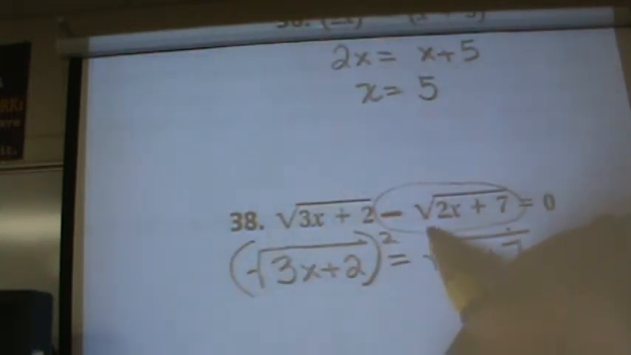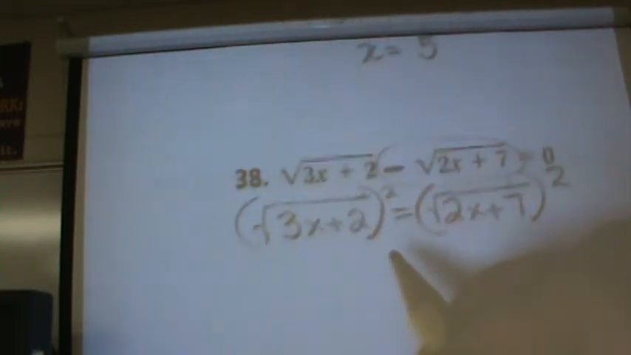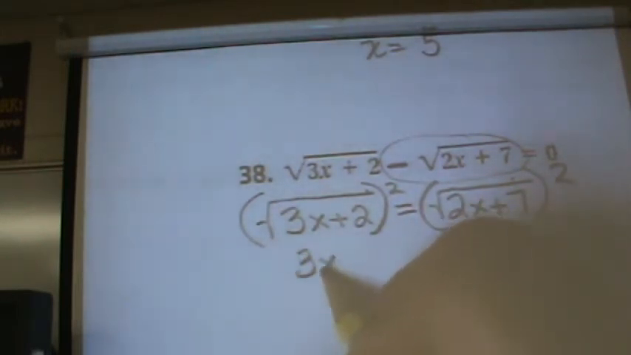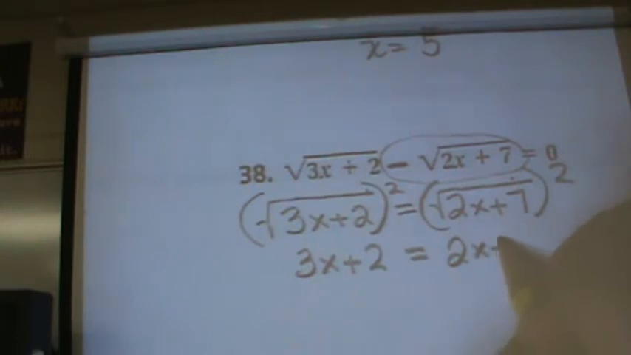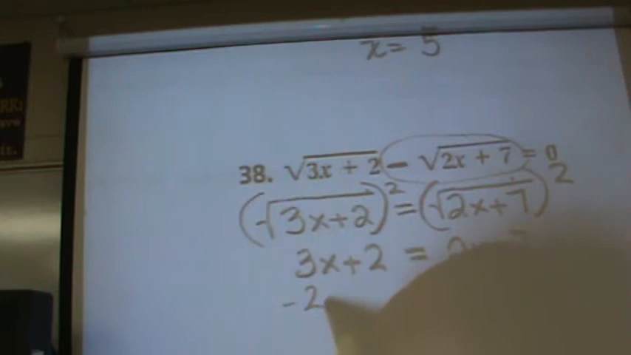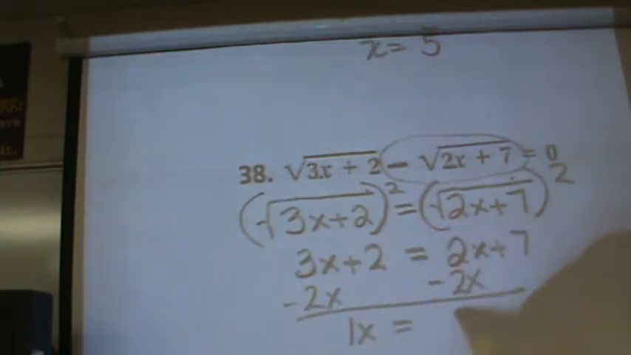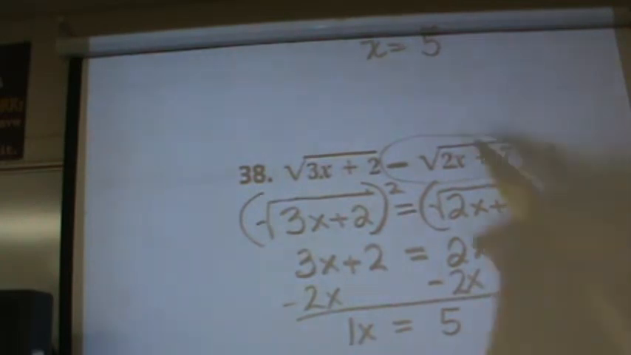Now what do I do? Same thing, square both sides, so what do you get? 3x plus 2 equals 2x plus 7. Then what? Then you minus 2x, and you get x plus 2 equals 7. Okay, we skip steps. I'm kidding. Subtract 2, you get 5.